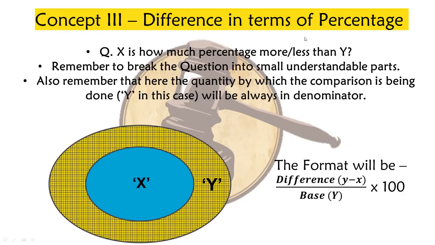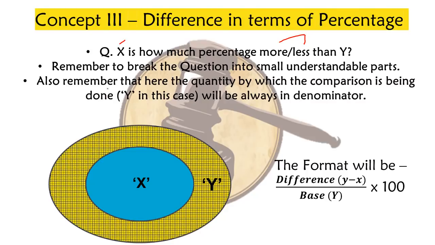Next concept is difference. Next concept is basically taking our difference in terms of percentage. So the question would be like, x is how much percent more or less than y, right? Again, using Venn diagrams eases up things a lot. Now remember that you'll not be using Venn diagrams to solve such questions in CLAT or AILET because of the time constraint, but for your understanding for now, use these Venn diagrams to understand the concepts very well, and later on it would not take so much time.